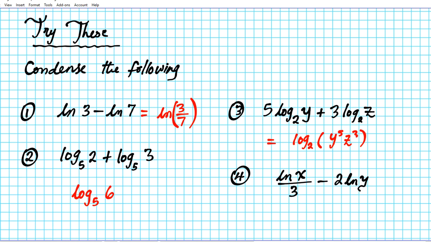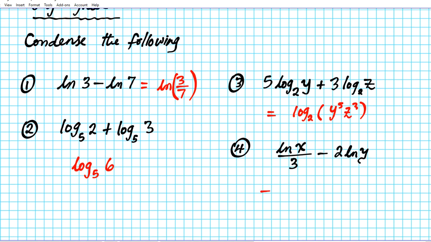And then lastly, for number 4, we have the natural logarithm of, now you have x to the 1/3 here, which is basically the same thing as the cube root of x divided by y squared. Okay, so there goes your answers to questions 1 to 4.